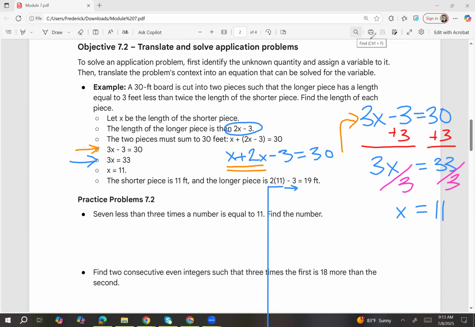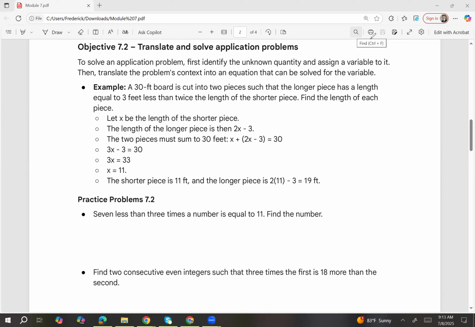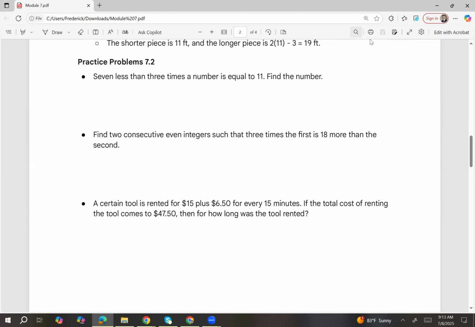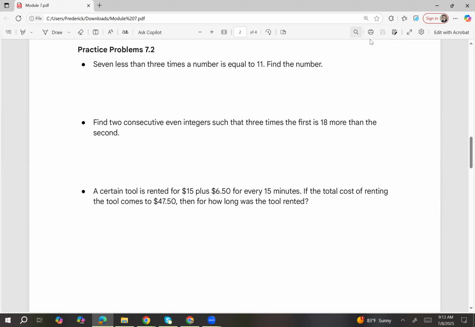So that's a rundown of that first example. Now let's look at the practice problems below and practice a few more. Let's take that first one, which says 7 less than 3 times a number is equal to 11. Find the number. And so let's just call it y for this example and go back and reread to see where we might start writing this equation.